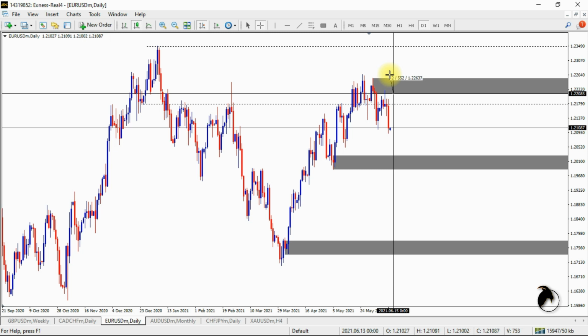So this was our stop loss. It was 55 pips, yeah, because the zone is 45 pips. Okay, so our first target is 182, and our second target right here is 431 pips.